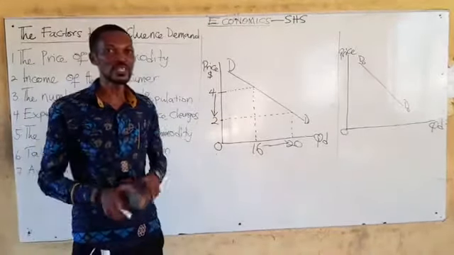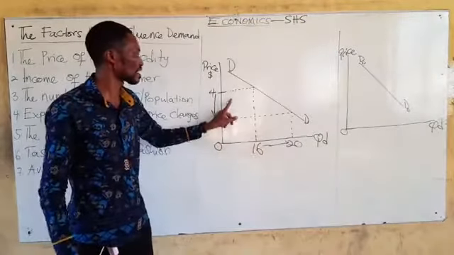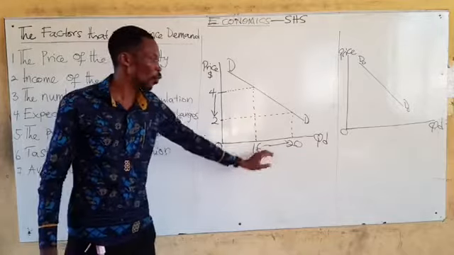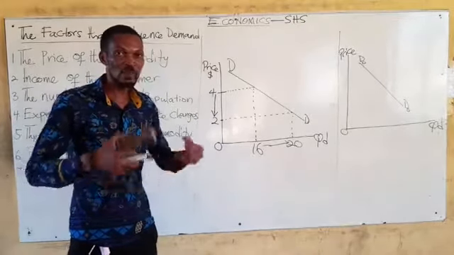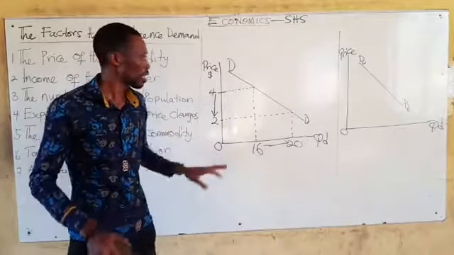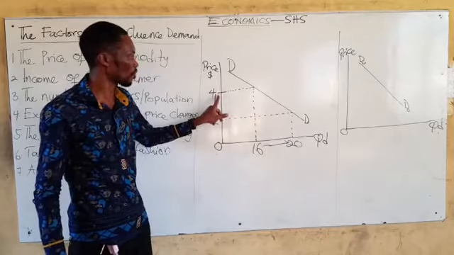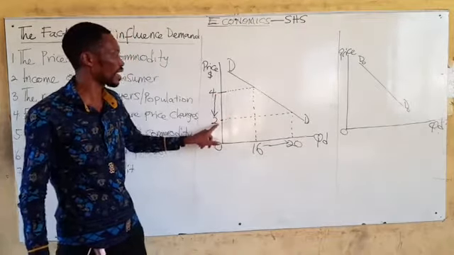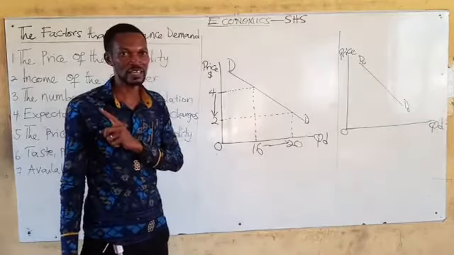And I gave you the 3 reasons why this will happen. Assuming there's a fall in the price, I told you why. Number 1, the number of buyers will increase because many people will now see the product to be cheaper. So those who couldn't afford it at the price of 4 will now buy at the price of 2. Therefore, the quantity will increase. I told you that the last time.